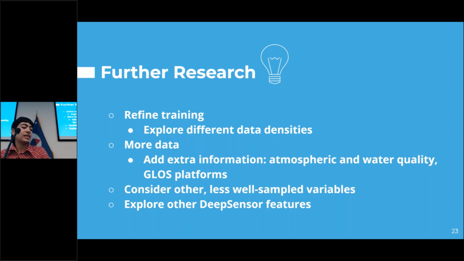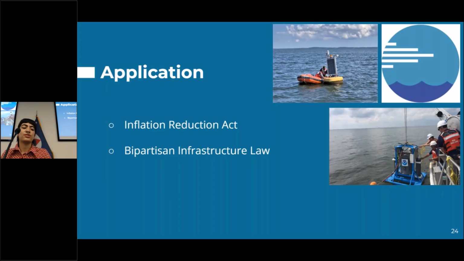And lastly, we can explore other deep sensor features and do something much more like the paper did. So one thing is that they have different metrics of uncertainty. So rather than just looking at standard deviation, there's joint or marginal mutual information, which is how well one random variable informs the other. And some applications of this research.